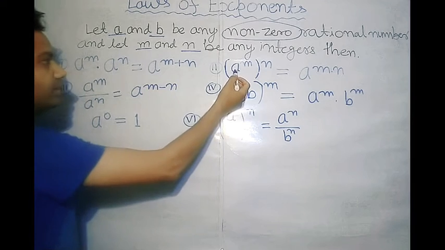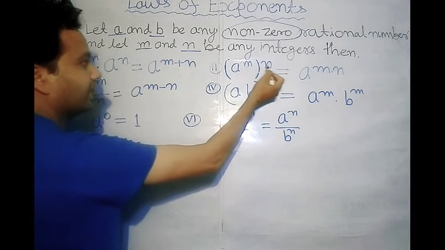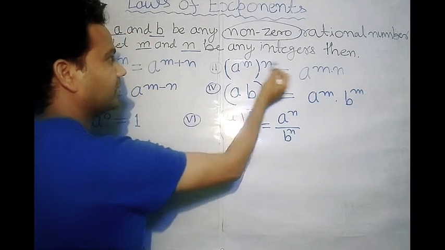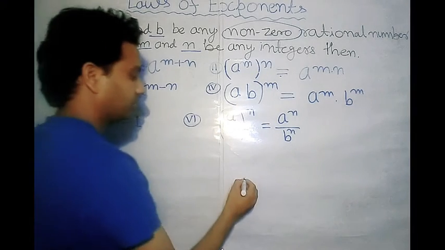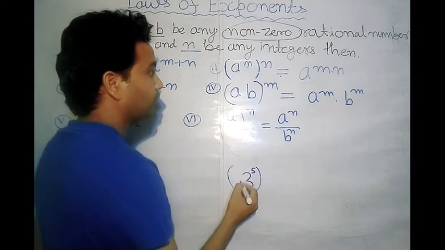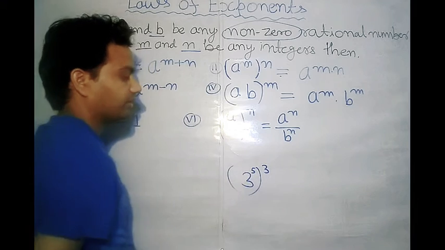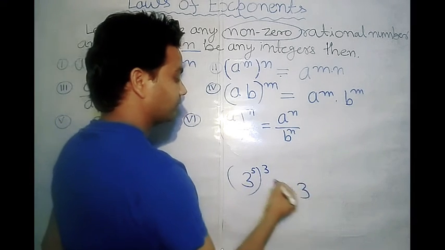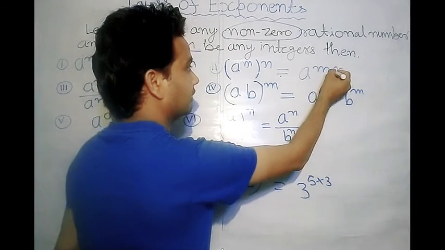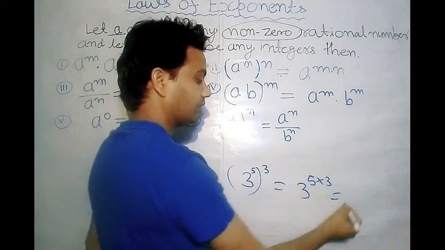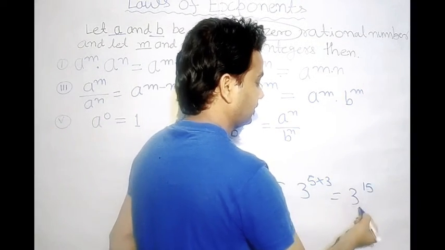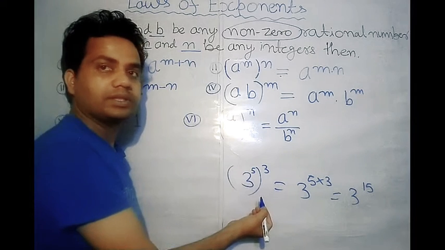Now the second rule is a raised to the power m, whole power n, equal to a raised to the power mn. It means in this case you have to multiply the powers only. For example, 3 raised to power 5, and this whole power is 3. What will be the answer? 3 raised to power 5 multiplied by 3, equal to 3 raised to power 15. You can understand this rule from this example.